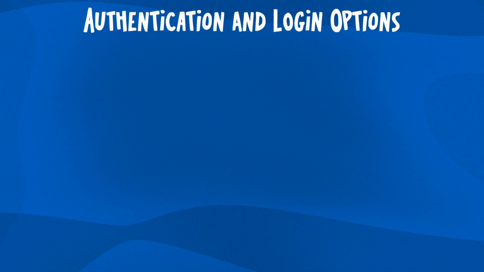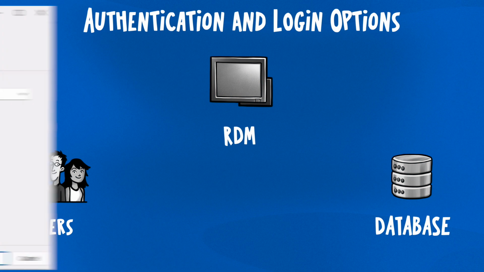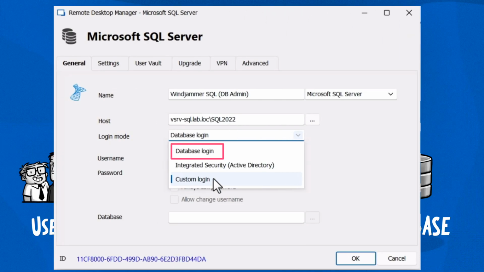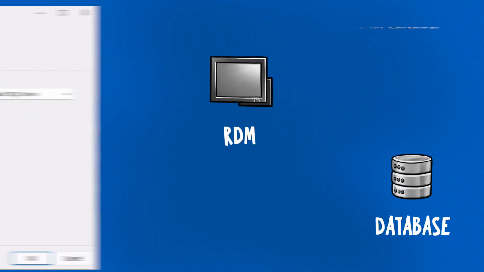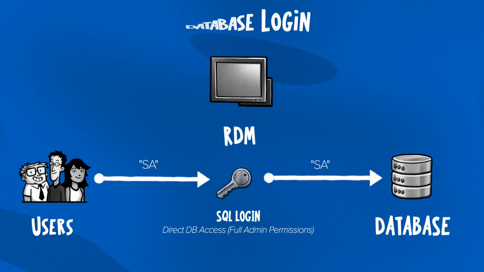Now, while it's doing that, let me explain how we're going to have our users authenticate in RDM with the various login methods. Earlier you saw that there was the database login. That's the RDM authentication method, which will use a SQL login to directly access the SQL server. We're using this now to create the database, but we are going to switch over to the custom login method, and I'll show you why in just a sec.